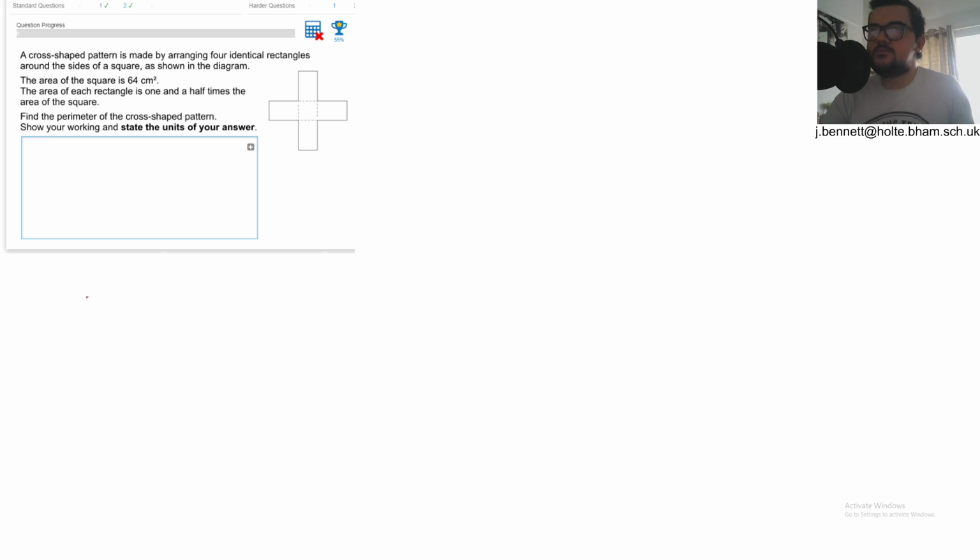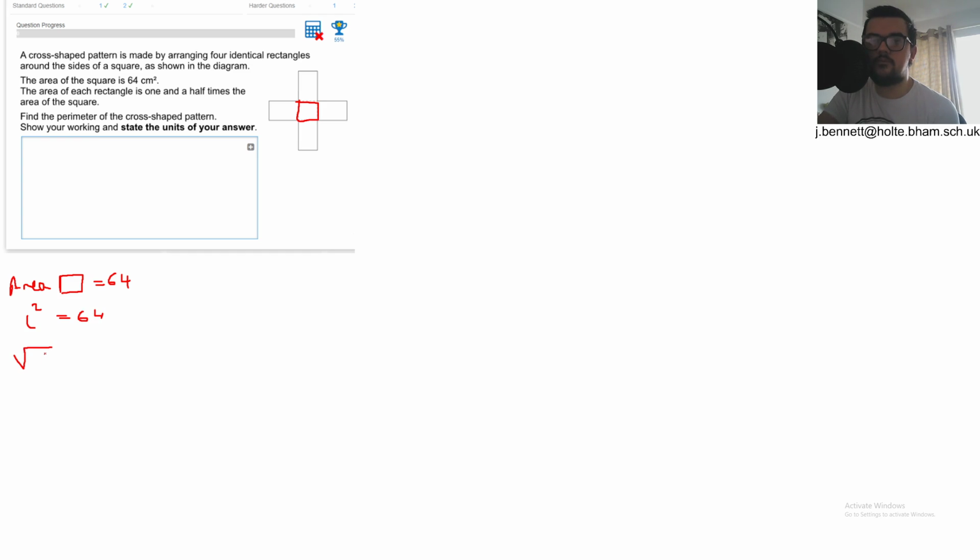So let's get into it. We're looking for the perimeter. We know the square, so I'm guessing when it says square, it means this square here, is 64. So the area of the square equals 64. How do you find the area of a square? Well, you just do the width times the width, or the length times the length, or the height times the height, whichever you want to use. So it's basically just a length multiplied by the same length, so we have length squared equals 64.